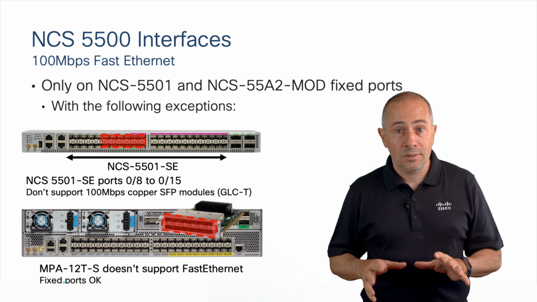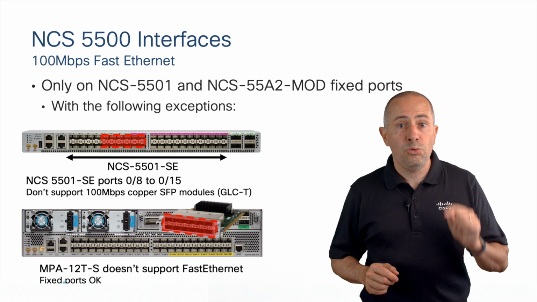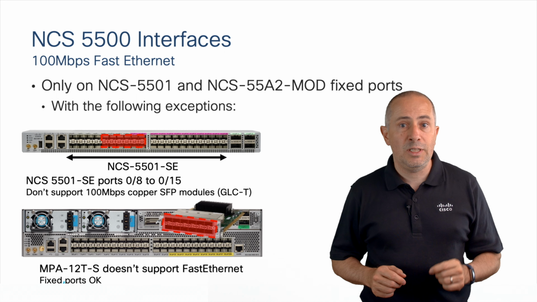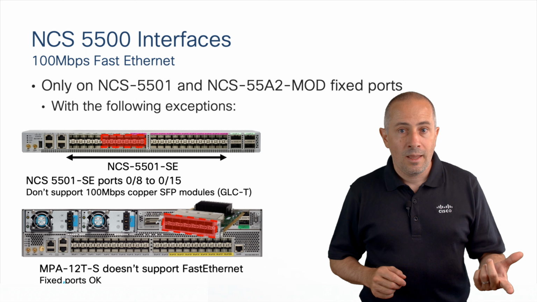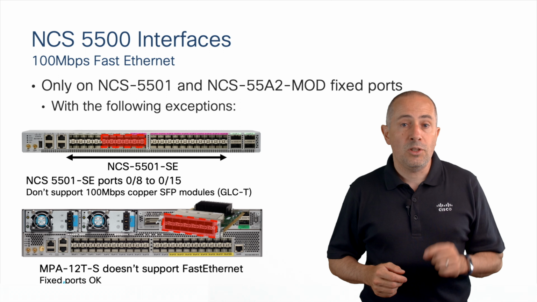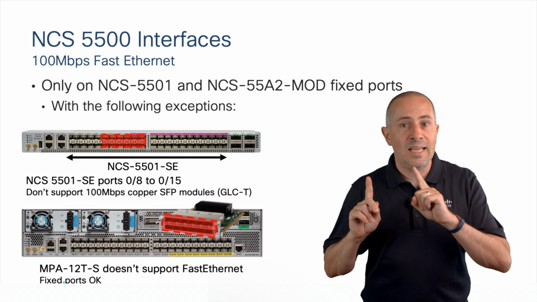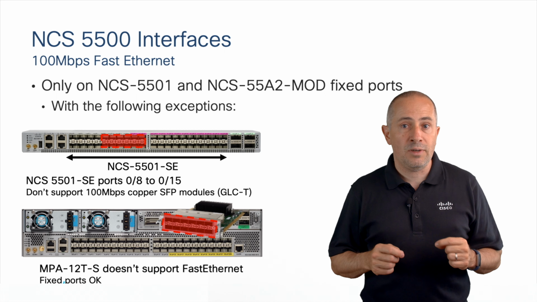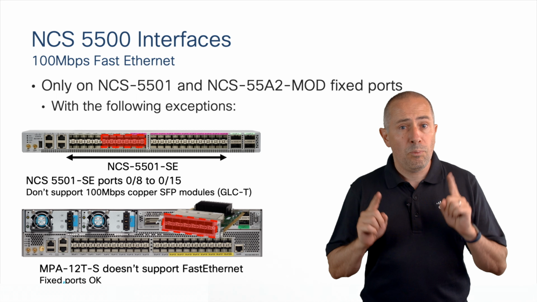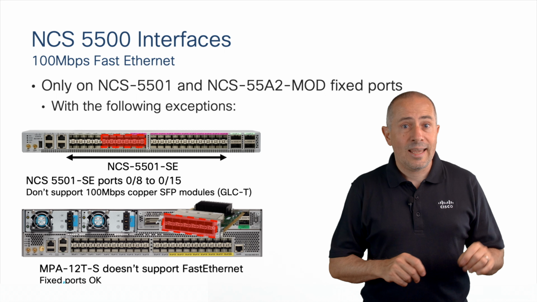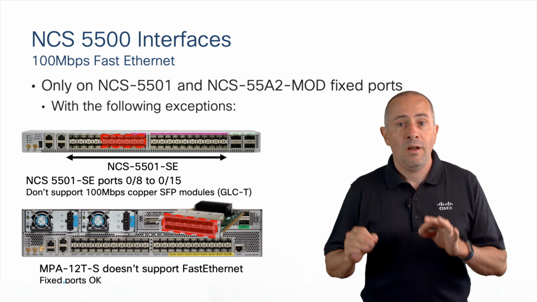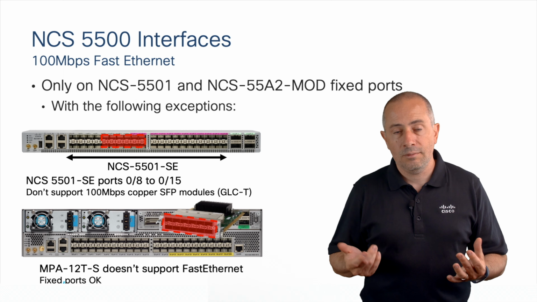And finally, if you need 100 megabit per second fast Ethernet, and I know it happens, we have just these two options, 5501 and SC, and 55A2 mod, but only on the fixed ports and not on the MPA. Regarding the 5501 SC specifically, some ports highlighted in red here cannot be used with the copper version of the optic, the GLCT. Okay, we covered all the native port options from 400 gig down to fast Ethernet.